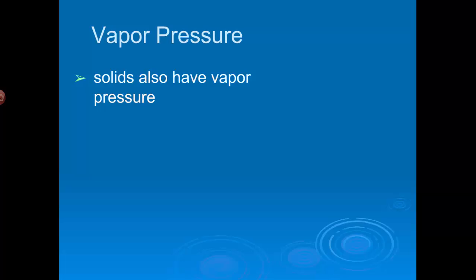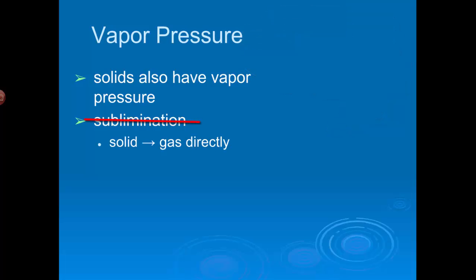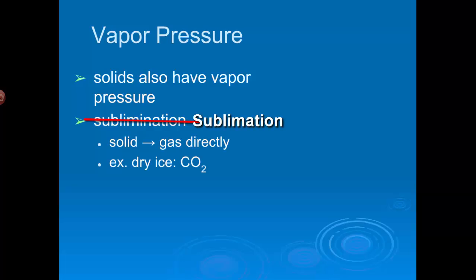Solids have vapor pressure as well as liquids do. Remember, the vapor pressure is just the pressure of the vapor of that substance above that substance. So solids that can sublime, for example, can produce a vapor. Solid going to gas directly. For example, carbon dioxide. Dry ice goes directly to carbon dioxide. It doesn't melt. That's why it's called dry.